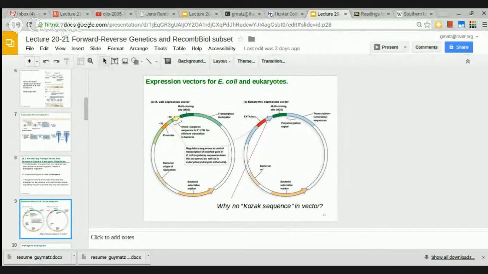And again, didn't we discuss this as well? Why don't we need the Kozak sequence in this? Because it surrounds the AUG. So if we're introducing a gene, the Kozak sequence will be part of the gene because it surrounds the translation start.